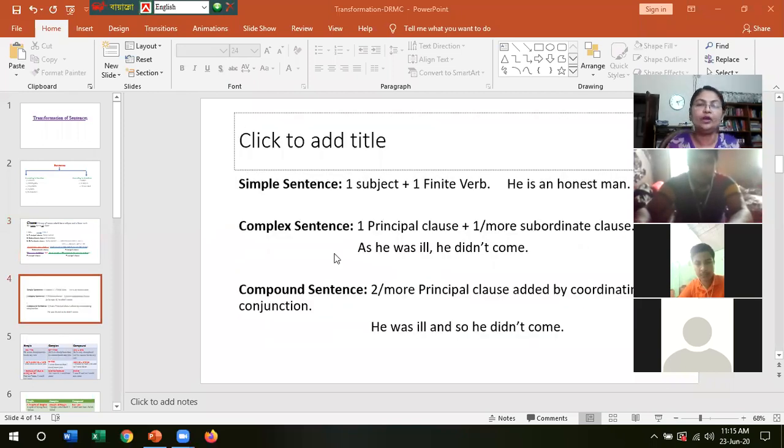Then we will proceed to simple sentence, complex sentence, and compound sentence. This is very important because if you do not understand what is simple, what is complex, and what is compound, then how will you transform? Because in the question, there will be only the direction, like make it simple. So first you will have to identify which sentence it is. First one is the simple sentence. The characteristic or feature of a simple sentence is that it will have only one subject plus one finite verb, more like a clause. I have given an example.